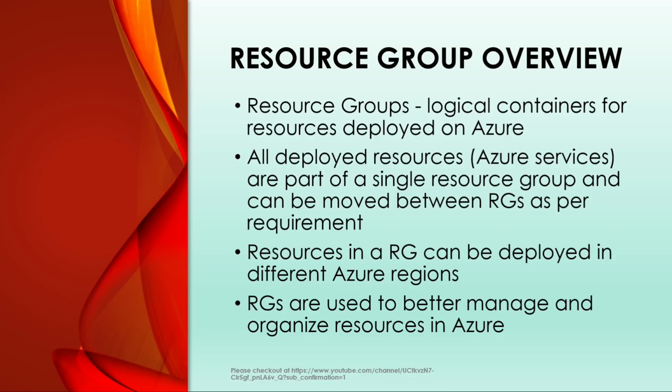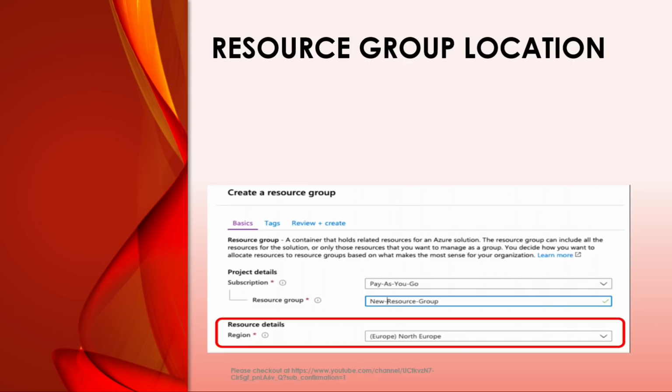So resource groups are used to better manage and organize resources in Azure. That's what I mean by saying resource groups are more of a logical or administrative boundary of a resource. You can apply various configurations and various policies, and you can utilize them for billing purposes. Now let's talk about the resource group location.